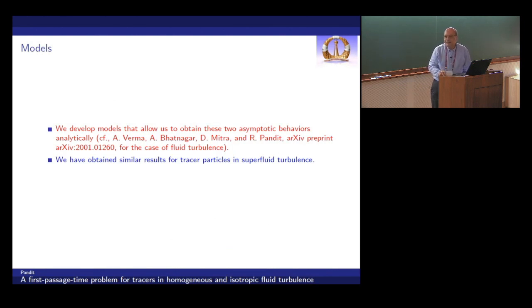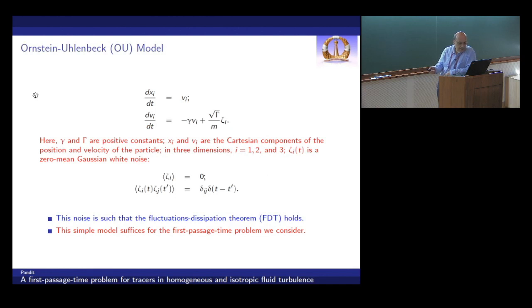Now, normally, most of my fluid turbulence talks end here because I don't understand turbulence. I have no way of understanding this complicated set of things. But it turns out in this particular case, we can actually come up with a simple model which helps us to understand this crossover from a power law form to an exponential form. And I'm just mentioning something here which I won't cover today, that we have obtained similar results for tracer particles in superfluid turbulence also.